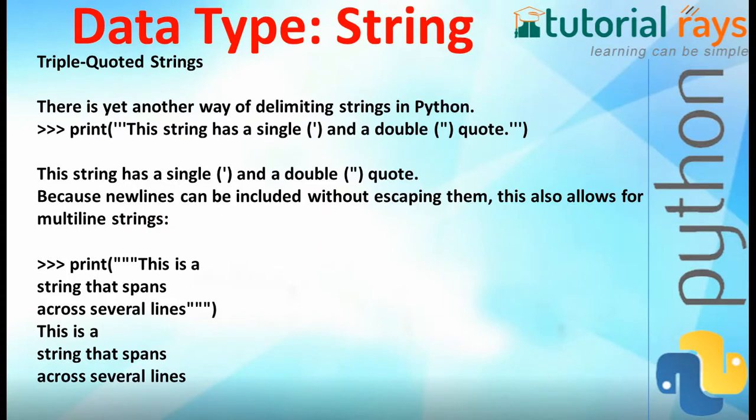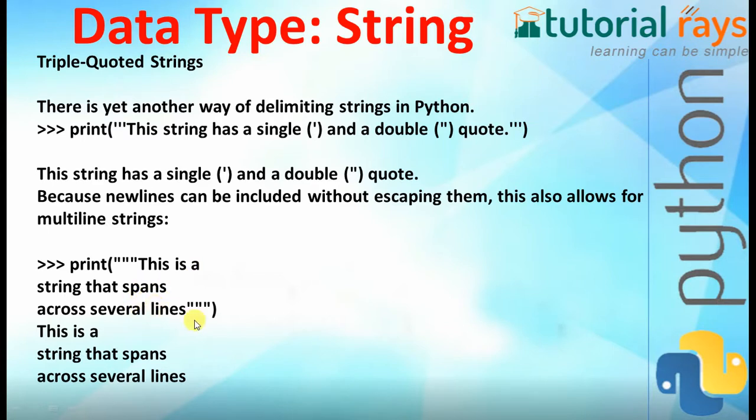So the next one is triple quoted strings. There is yet another way of delimiting strings in Python. For example, if you are providing triple quotes here, then in that case you can use double quote or single quote inside. This string has a single quote and double quote. Because new lines can be included without escaping them, this also allows for multi-line strings. For example, three times here we have used the double quotes. So you can write as many lines as you want.